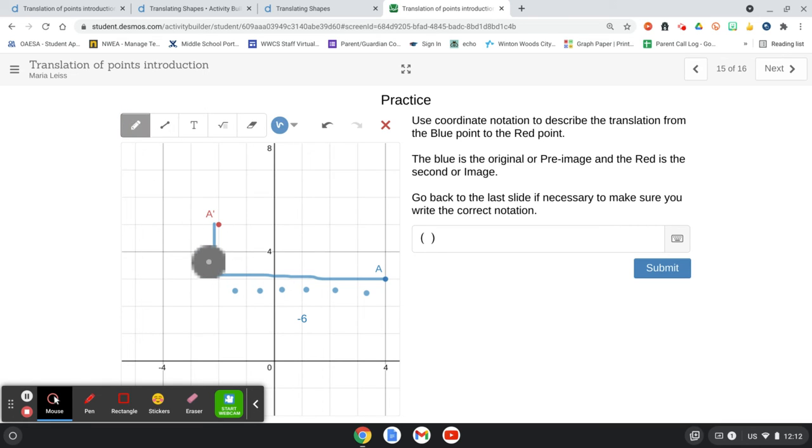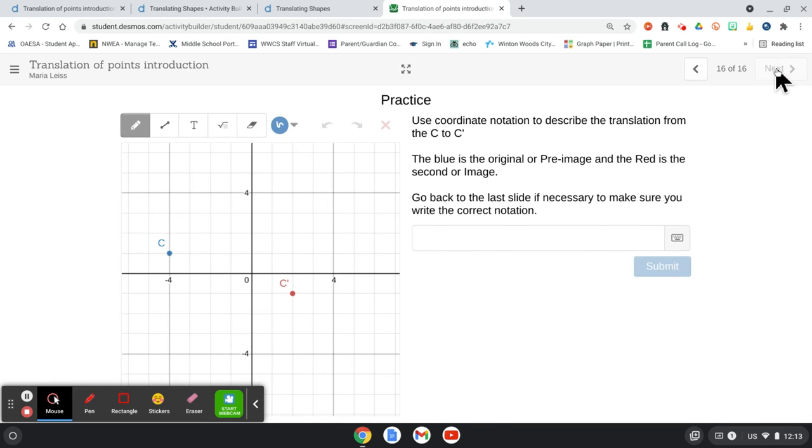Then I turned and I went up 1, 2. Going up means a positive, so +2. Now all I have to do is fill in these parentheses. Start with your X. What did we say about the X? It went -6, comma. Next is what's happening to our Y, and our Y went +2. So that's all we're doing. We're given the directions for how it traveled. Last one on this activity.